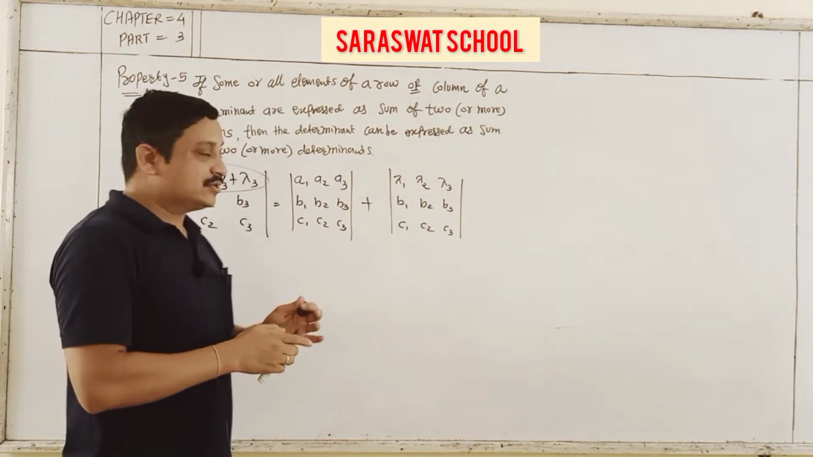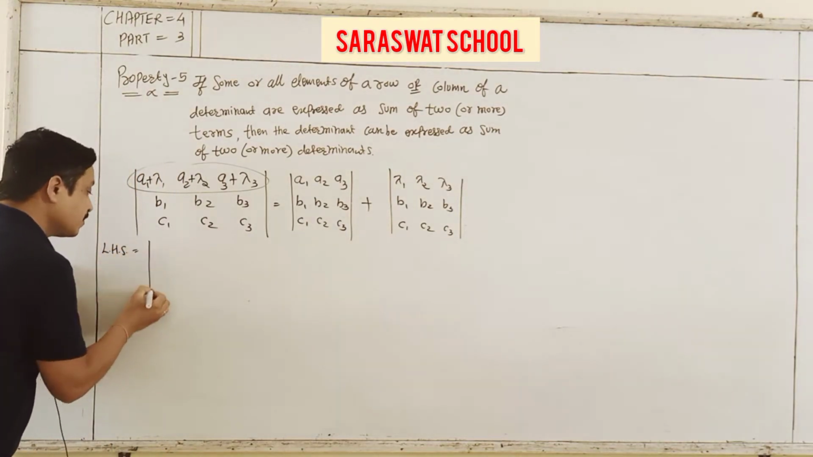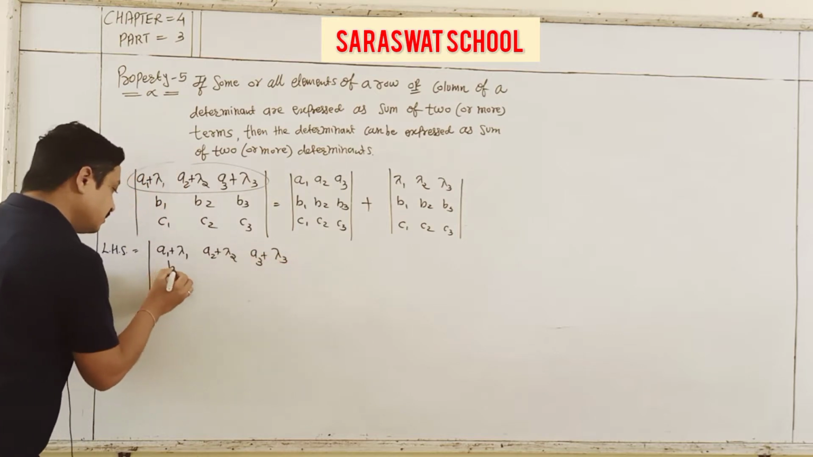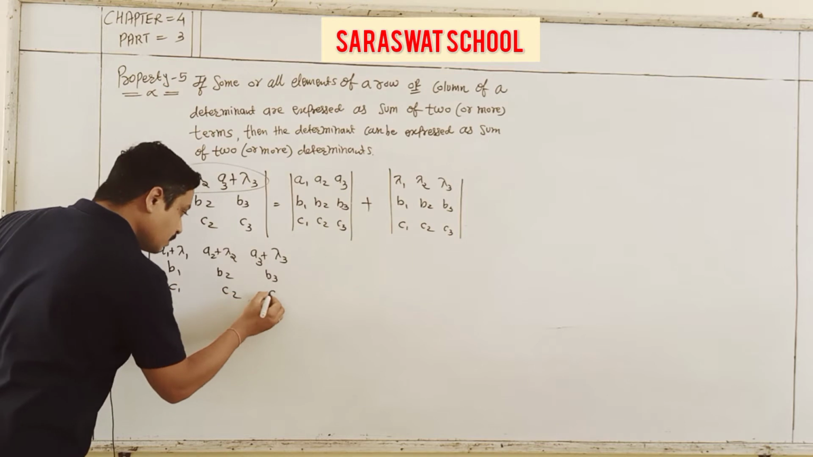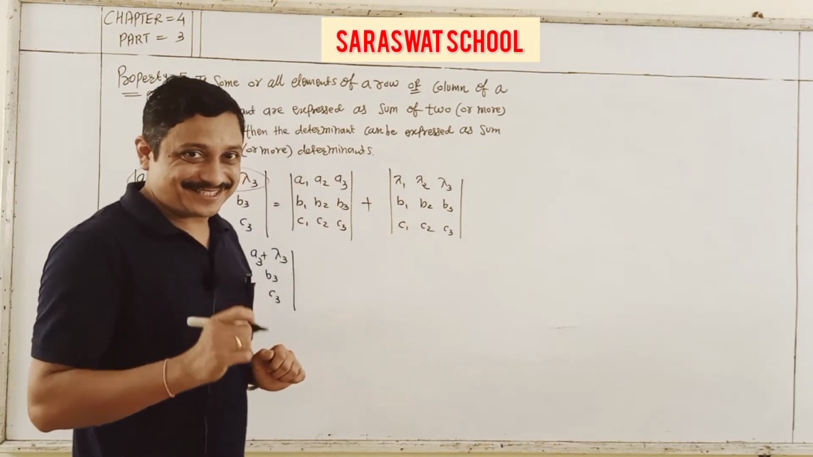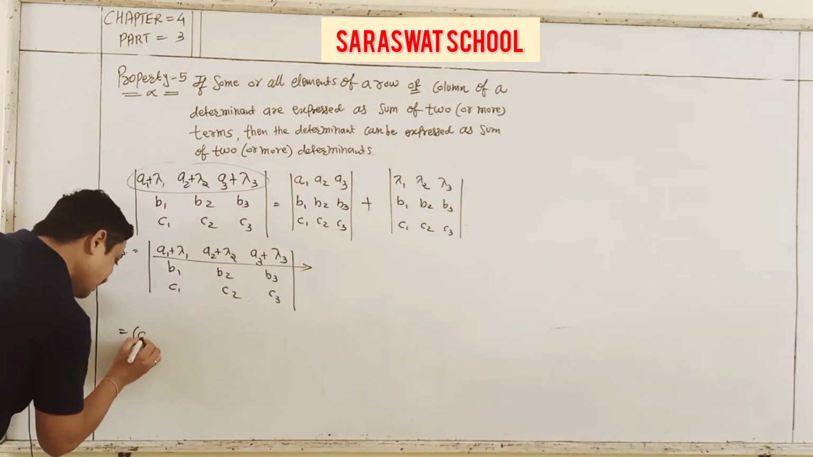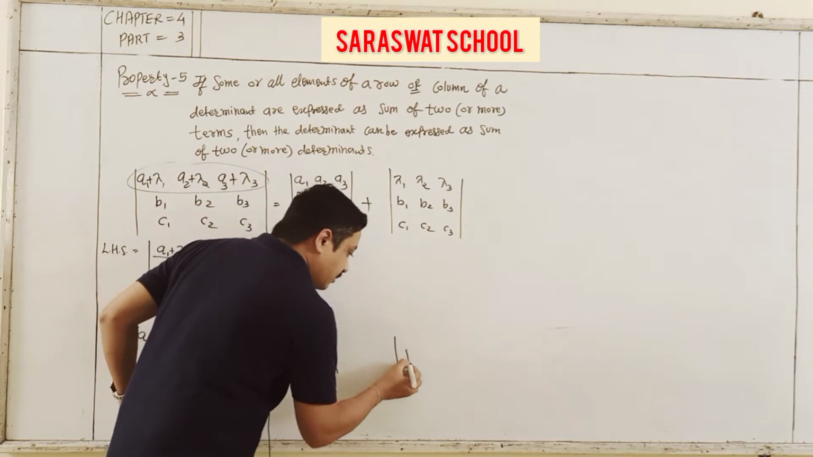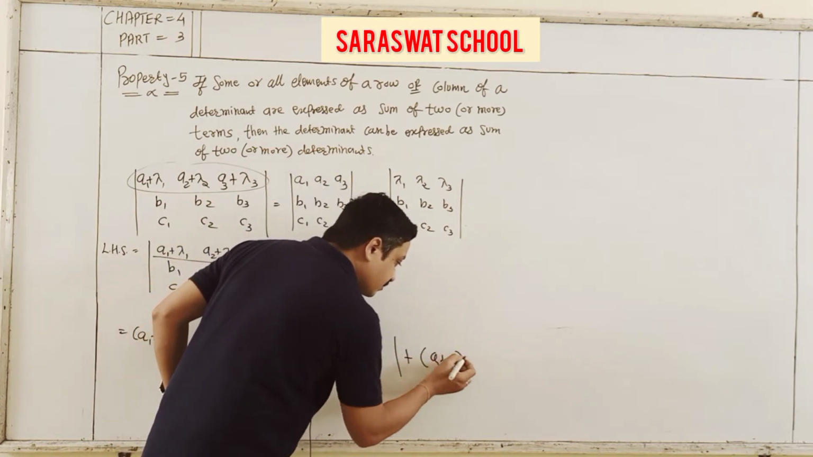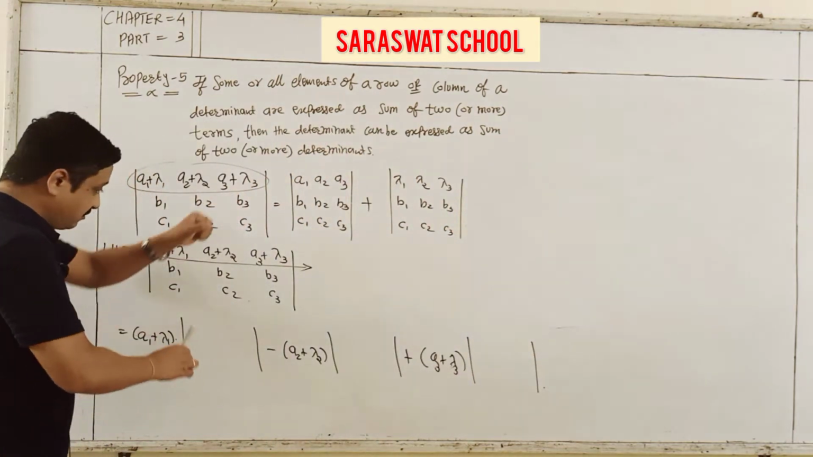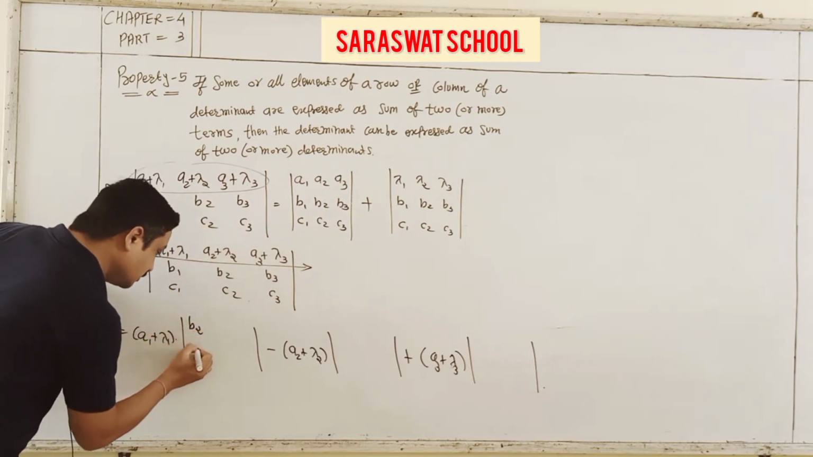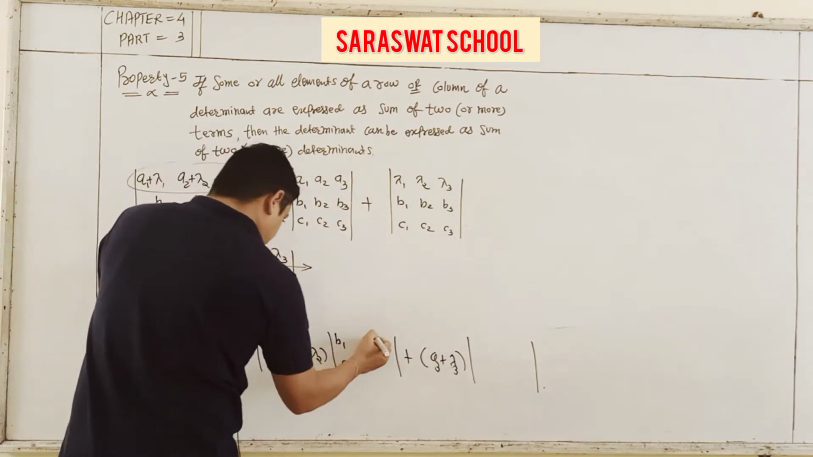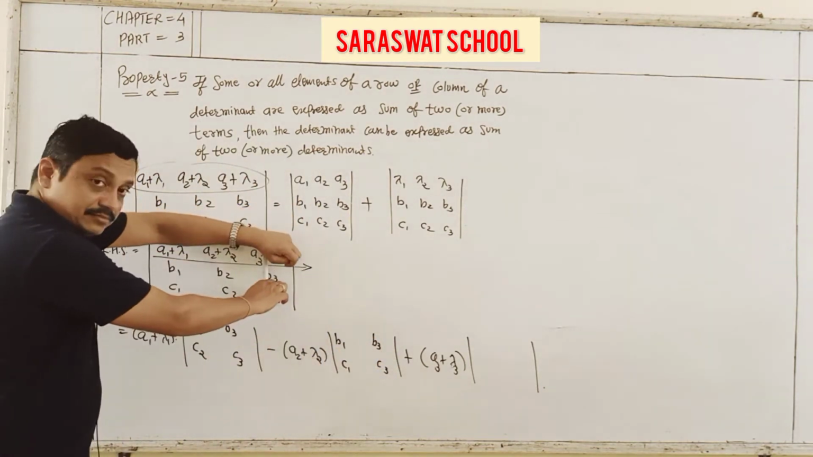Now students, let's start our proof with the LHS part: a1 plus lambda 1, a2 plus lambda 2 and a3 plus lambda 3, with the other rows the same. Now I will go by the simple definition. By definition, the first row element a1 plus lambda 1 with its minor, minus a2 plus lambda 2 with its minor, and a3 plus lambda 3 with its last minor. So for a1 plus lambda 1 the remaining is b2 c2 b3 c3. For the second I take the T form, b1 c1 b3 c3, and the last, the L shape, b1 b2 c1 c2.